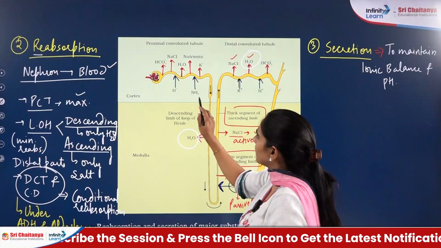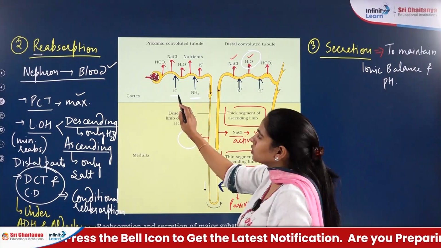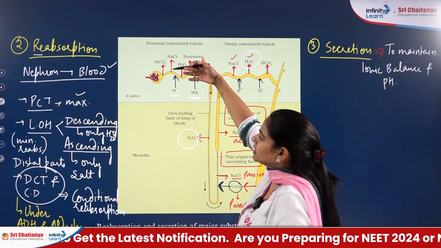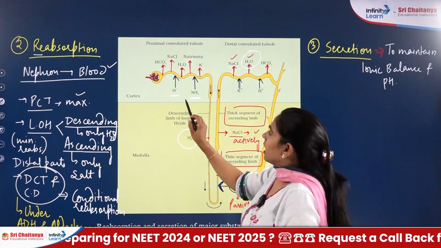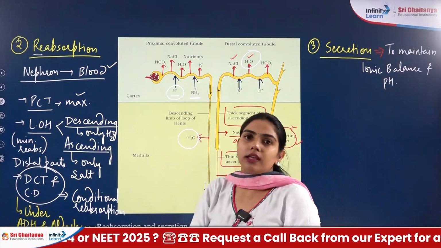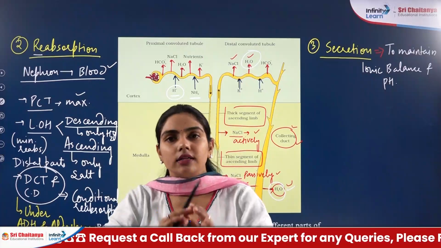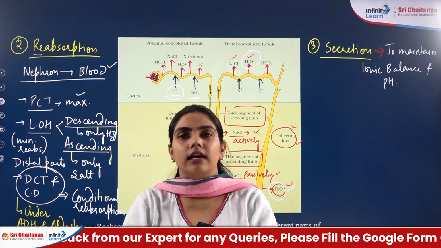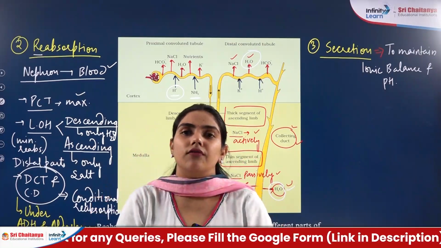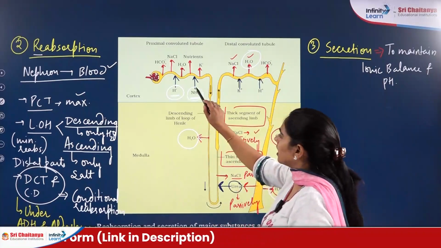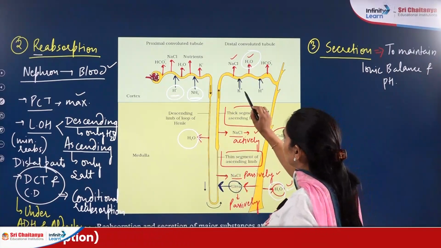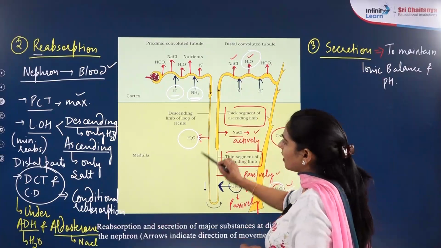Right? Like ammonium ions you can see here, hydrogen ions you can see here, they are going into the PCT. Yes or no? They are being secreted into the PCT. Excess of hydrogen ions should not be there in our blood. That is why when excess of hydrogen ions are there, they will be secreted into the nephron so that they will go out along with the urine. Same with the ammonia.